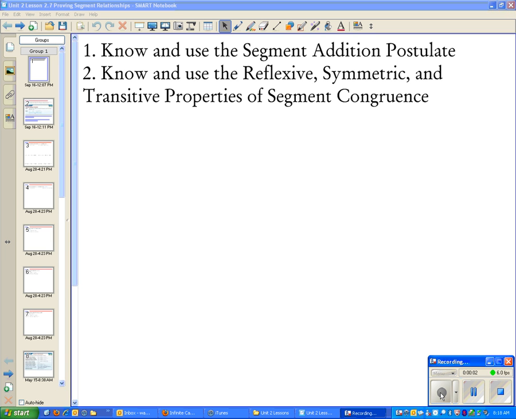Page 142. Most of chapter 2 we're not going to do. I don't think so for the next couple days.